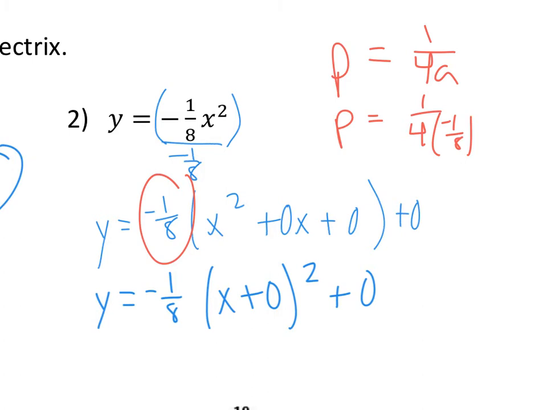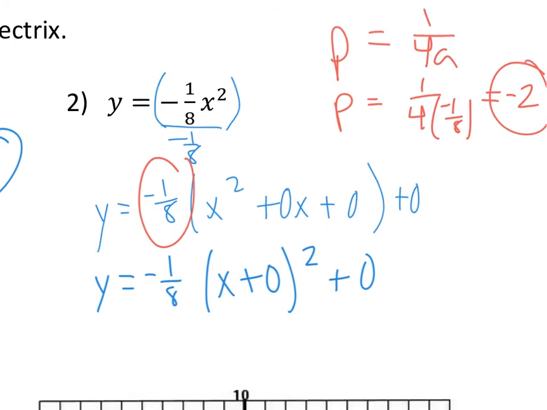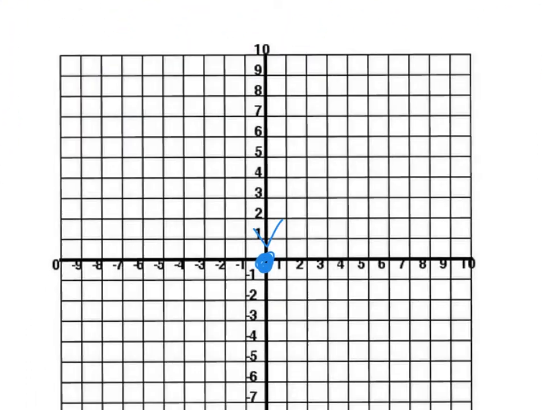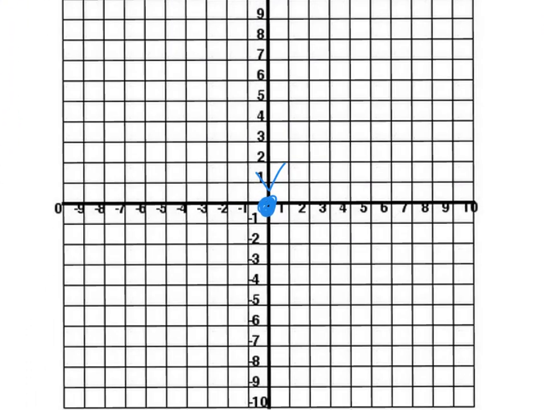Hit that x to the negative 1 button, or just do 1 divided by negative 0.5. What you should get is negative 2. The fact that our p-value is negative tells us that the parabola goes down. And down 2 is where the focus is. Since it's negative 2 and our focus always follows our p-value, it will go down 2.